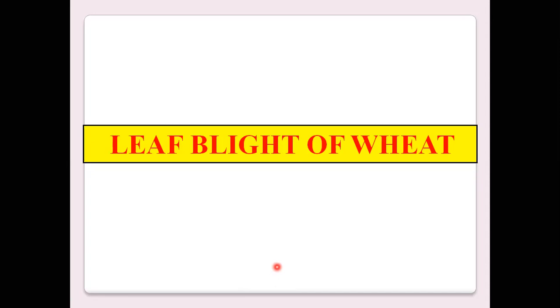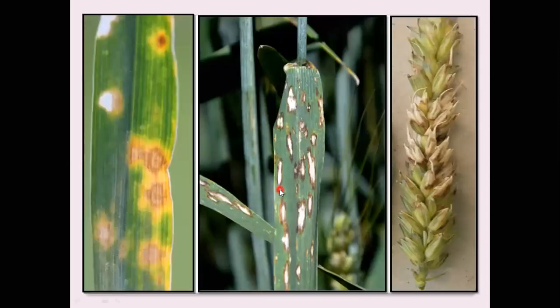and this is the most common disease seen in every variety of the wheat crop. Okay, so this leaf blight infection is generally seen on the lowermost leaves of the wheat crop. Means the first initial infection of the fungus is seen at the basal side of the leaf.